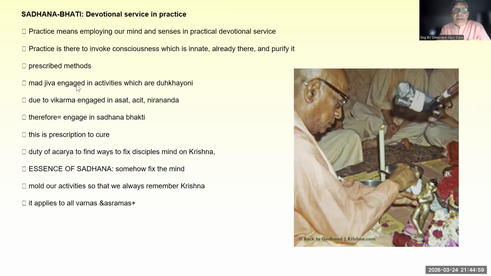Then mad jiva is engaged in activities which are dukha yoni. In fact, whatever we are doing is resulting in our material distress. They are causing miseries because this world is ashashvatam dukhalayam. By default we are here because we wanted to enjoy material nature independent of Krishna. We didn't want to serve Krishna. That is why we are doing big karma. Three types of karma are described in Bhagavad Gita. What are those three types of karma?